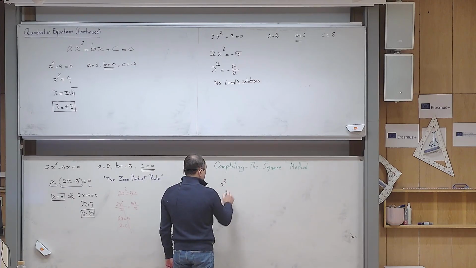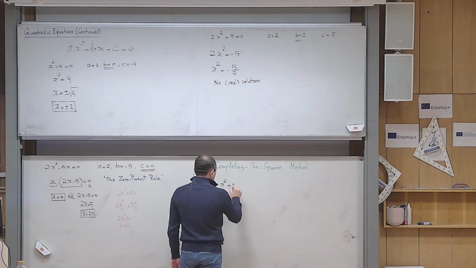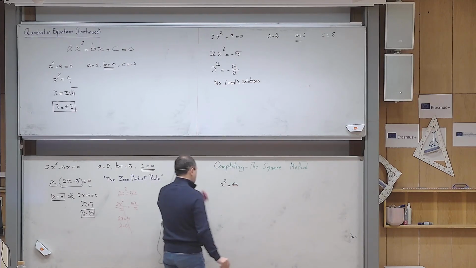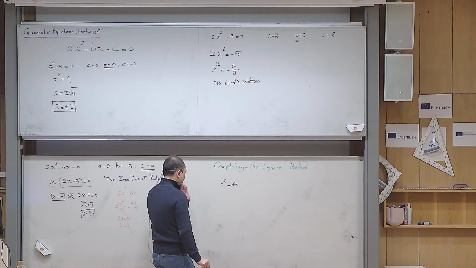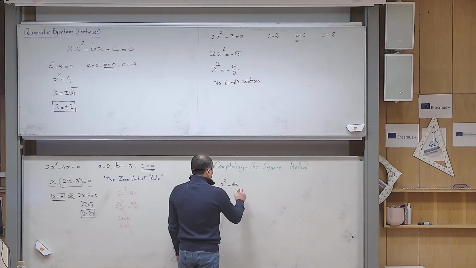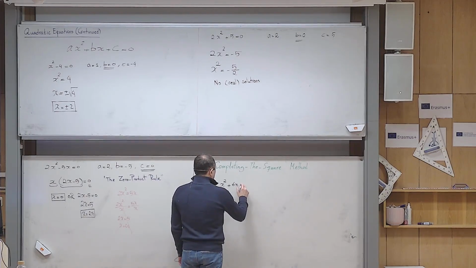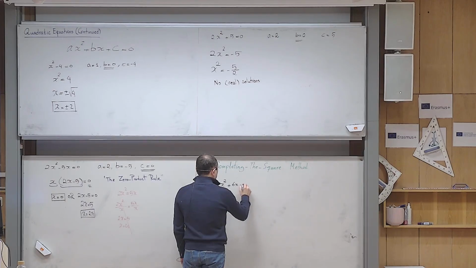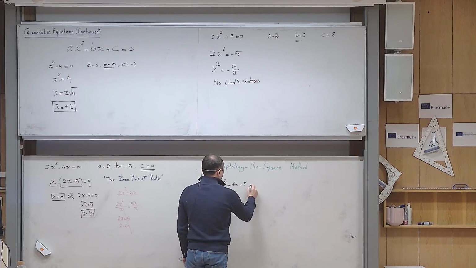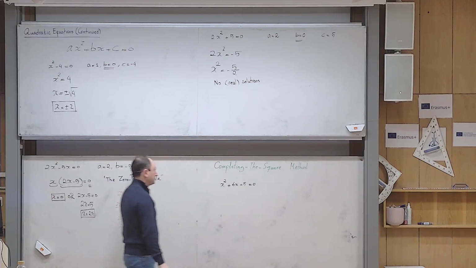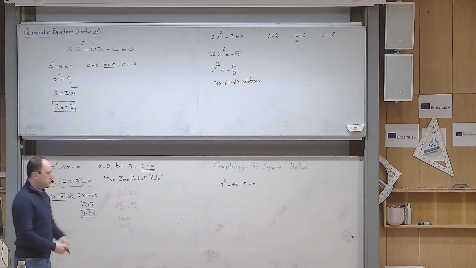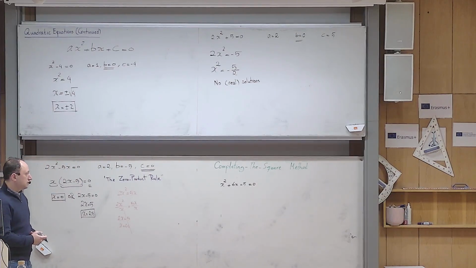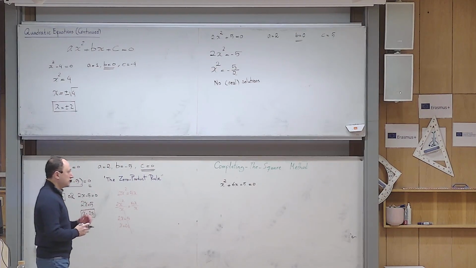x squared, and then I have plus 6x, and then let me write it as 5, yes, equals to 0. By this example, I am telling you how to do it. These steps are very simple. Just try to learn them.